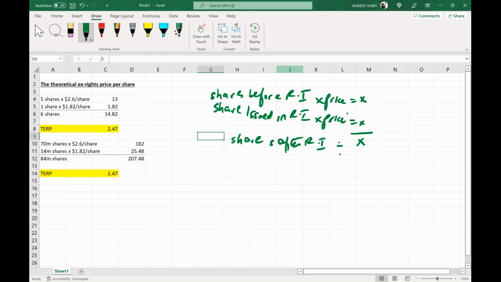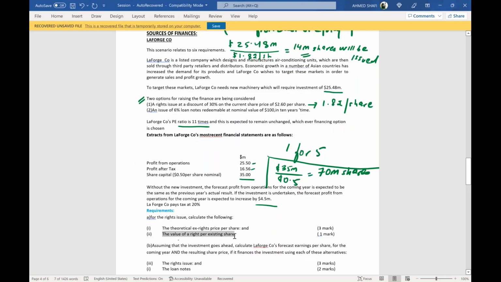Don't copy, let me complete it, then you will copy. The good thing in this question was finding the ratio of 1:5. The company has 70 million shares and in the right issue it's issuing 14 million shares, so 1:5. Before the right issue it had 5 shares at 2.6 per share, 13. During the right issue on 5 shares it issued 1 share at 1.82. So after the right issue there were 6 shares in total, 14.82 divided to get TERP. Once you get TERP, the second requirement of the question is the value of right per existing share.